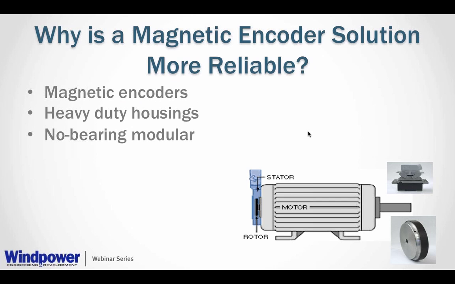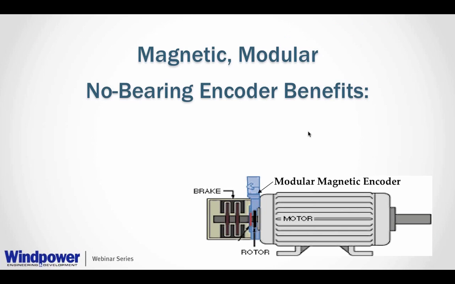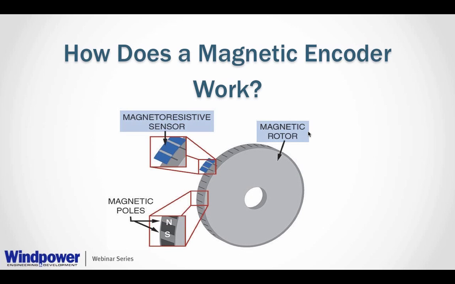So why is a magnetic encoder solution more reliable? Honestly, when you look at these magnetic encoders, the big benefit is the no bearing design. That is, you can mount the encoder, as I showed you before, directly on the motor, directly on the assembly, and take advantage of those big, huge bearings you've got in the generator or motor instead of using tiny little bearings in the encoder. So how does a magnetic encoder work? Well, typically you've got a Hall effect or a magnetoresistive sensor, some sort of thing that can detect changes in magnetism that's placed in relatively close proximity to a magnetic rotor with poles written around it.